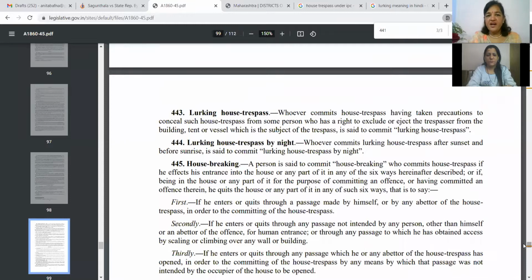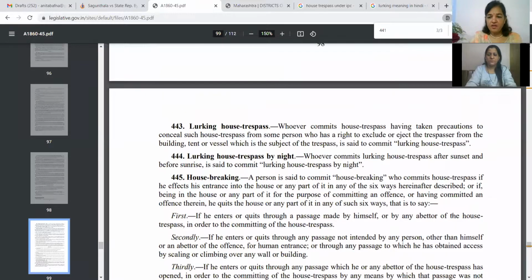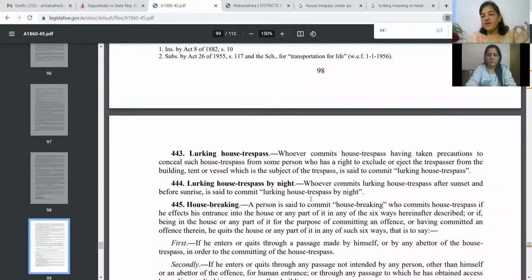Now next is lurking house trespass. Lurking का meaning itself गुप्त and secretly, without anybody knowing it. जब आप without information जाते हो तभी lurking house trespass होगा. Whoever commits house trespass having taken precautions to conceal such house trespass from some person who has a right to exclude or eject a trespasser from the building, tent or vessel, which is the subject of the trespass, is said to commit lurking house trespass. Now here, see, lurking house trespass मतलब आप बिना बताए किसी के घर में घुस गए, किसी बिल्डिंग में घुस गए, किसी शॉप में घुस गए.